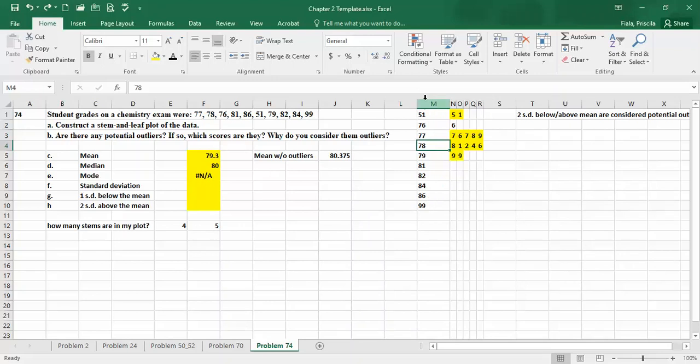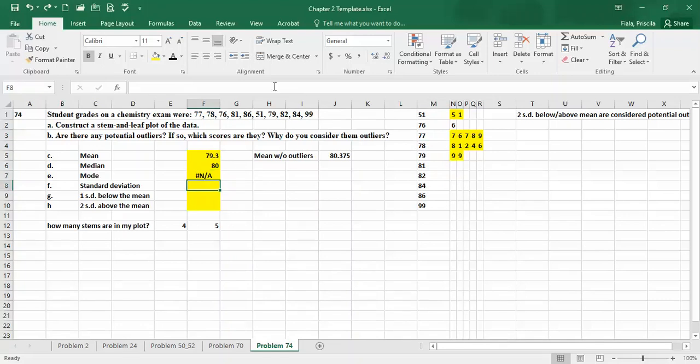Not duplicate values, that's incorrect. Like we could have grades that were 76, 76, 86, 86, 84, 84, and 84 three times, and you would put that as your mode. But if you don't have repeated values, then it's gonna say not applicable.